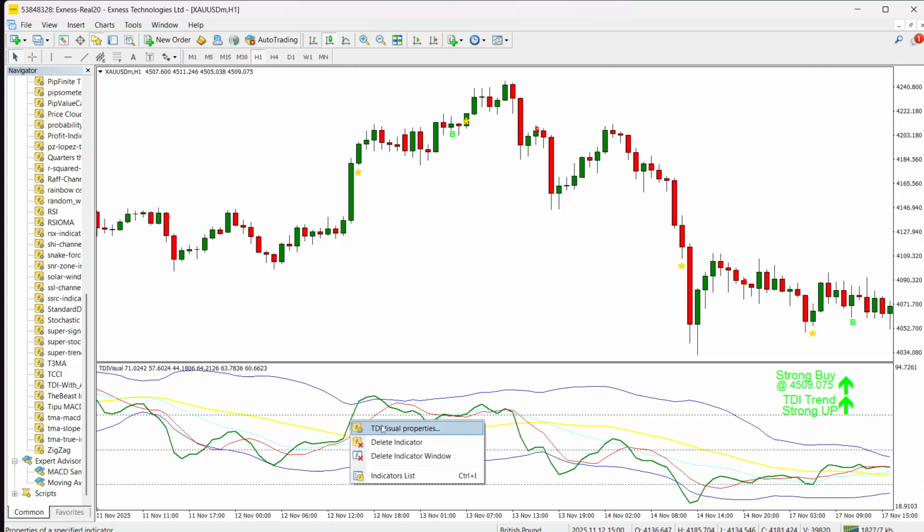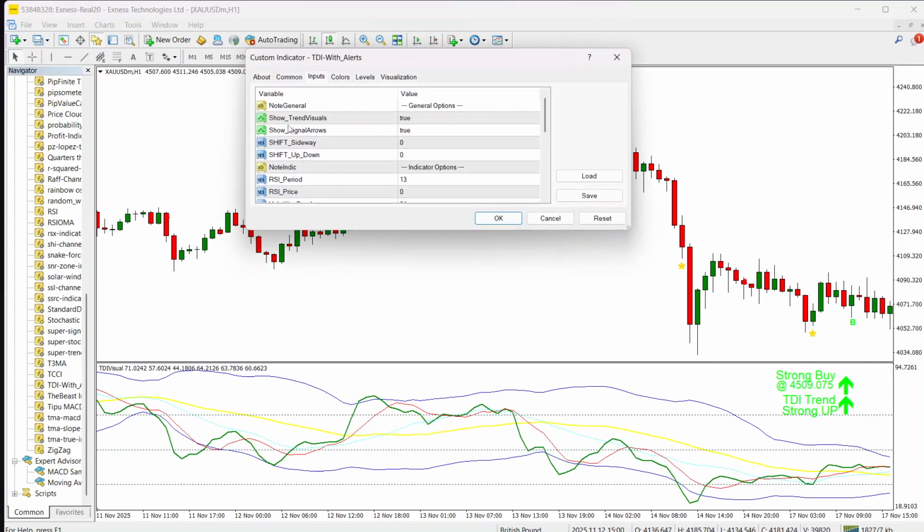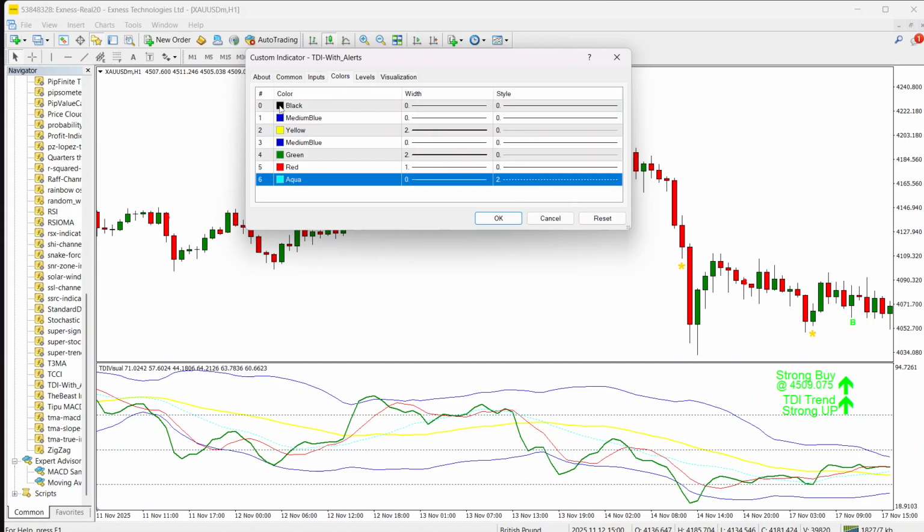You can adjust the settings. This RSI period is RSI price, the volatility band or Bollinger Band, RSI price line, and you can also customize the alerts. You can also adjust its colors in the settings to suit your trading style.